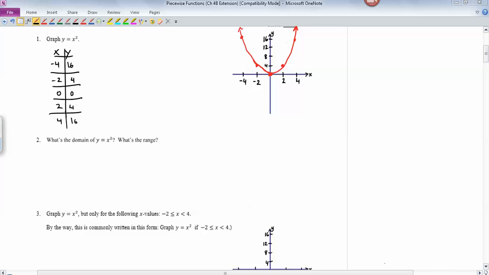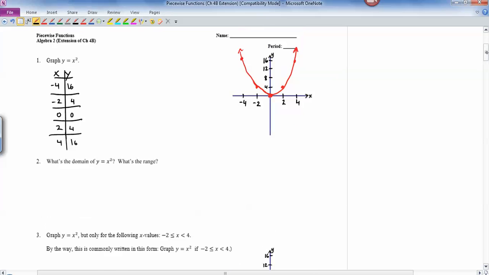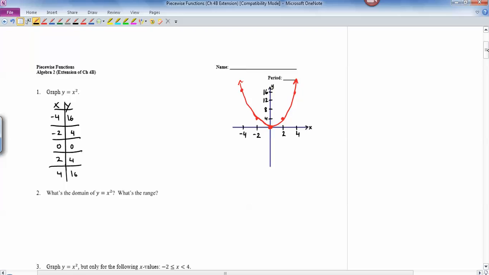Okay, so let's look at the Piecewise Functions notes handout that I gave out in class on, I don't know, Wednesday for most of you. So I'm just going to run through the lesson again for those of you that want to review it or were absent. So in the handout, we started with a basic function, y equals x squared.